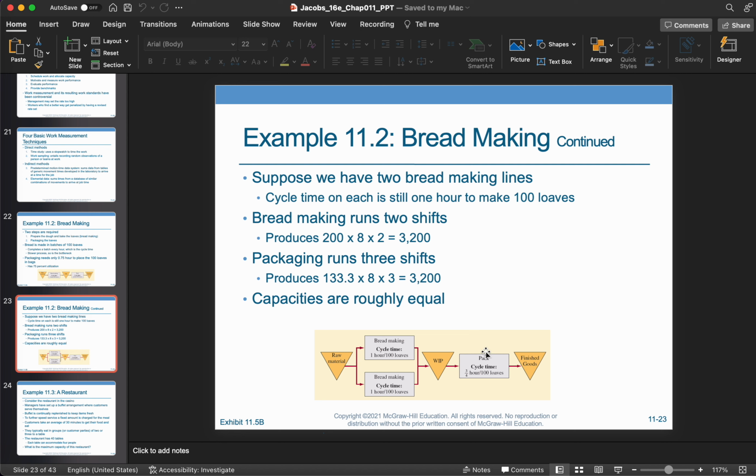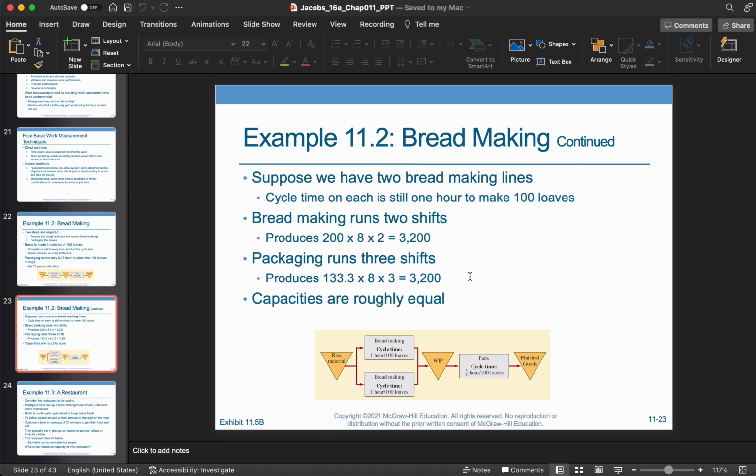And if you look at cycle time, if you look at the packaging part, so that produces 133.33 loaves of bread per hour times 8 hours times 3 shifts, and that will give you 3,200 loaves also. So this process is called balanced because every part of the process has the same capacity.